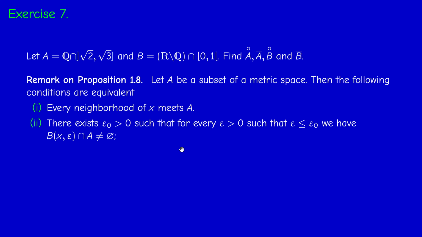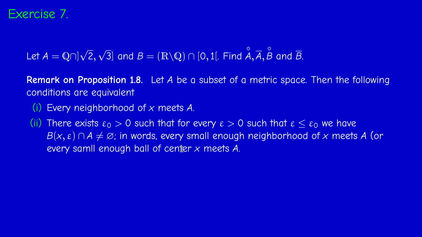Okay? And otherwise stated in words, if you like, every small enough neighborhood of X meets A, or every small enough ball of center X meets A. Okay, now of course, 1 implies 2, because here there's no restriction on the ball. But 2 implies 1, actually. And this is very useful in practice, because sometimes you need to take small balls, with radius small enough. You'll see why we need that, and this is very general.